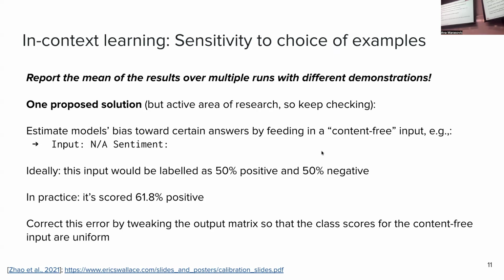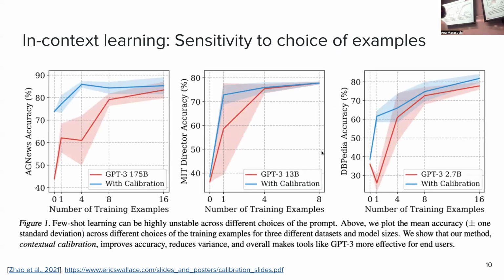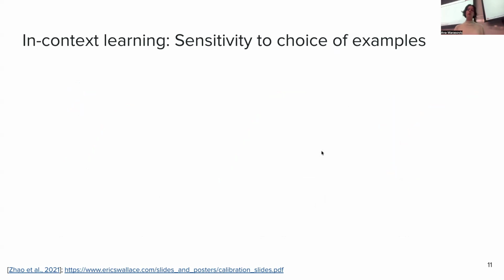But building on this insight, they say, okay, let's correct our classification head such that the scores we get for these content-free inputs are uniform. So we basically correct our final output weight matrix to correct this behavior. And then if I go back to these graphs, you can now look at the blue line and you see that the blue line not only has better performance than the mean of the red one, but it has very much smaller variance, right? That said, you can also notice that for certain numbers of examples, it's still substantial, right? So that's why I always recommend that you report the mean and variance of a few different runs of your in-context learning.